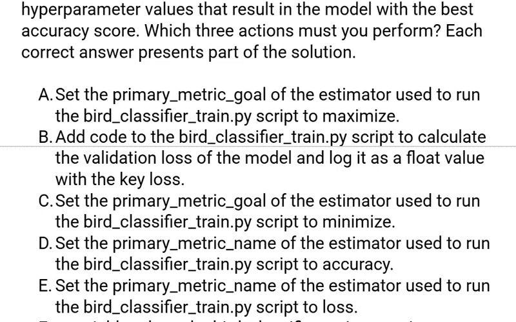Option A set the primary_metric_goal of the estimator used to run the bird_classifier_train.py script to maximize. Option B add code to the bird_classifier_train.py script to calculate the validation loss of the model and log it as a float value with the key loss. Option C set the primary_metric_goal of the estimator used to run the bird_classifier_train.py script to minimize. Option D set the primary_metric_name of the estimator used to run the bird_classifier_train.py script to accuracy.